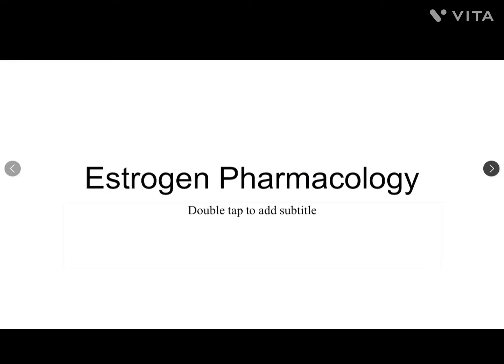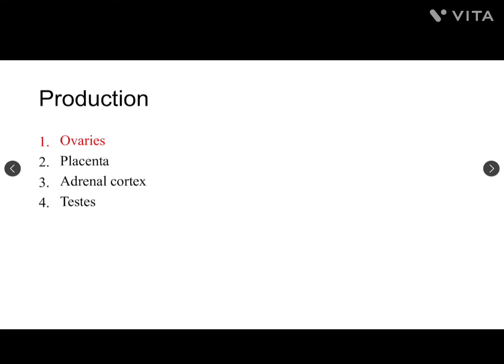Hello guys, today we are going to discuss estrogen pharmacology. Let's get started. Production. We all know from where estrogen is being produced. It is from the ovaries. Specifically speaking, the graafian follicles of the ovaries and the corpus luteum of the ovaries.